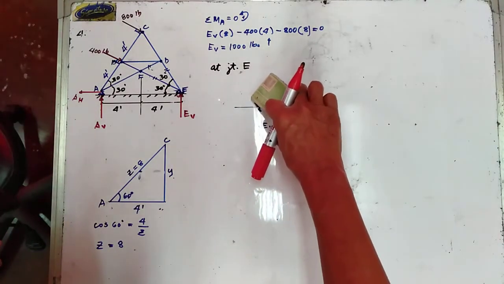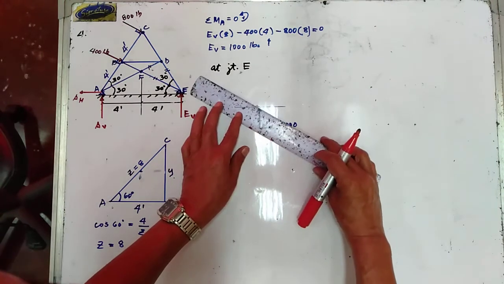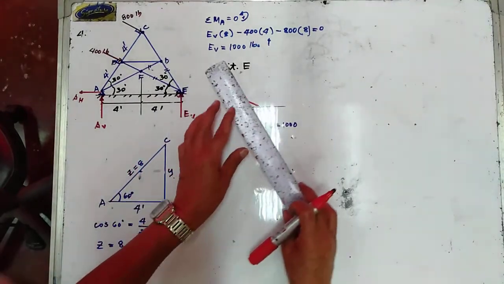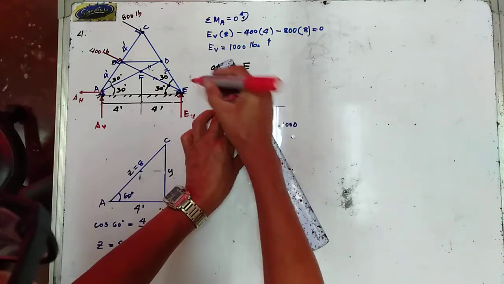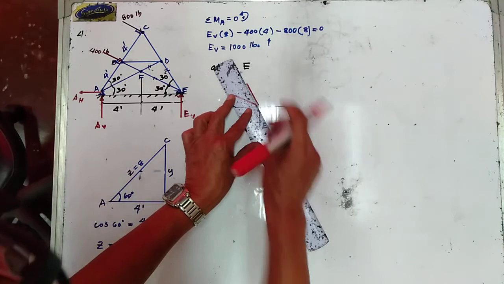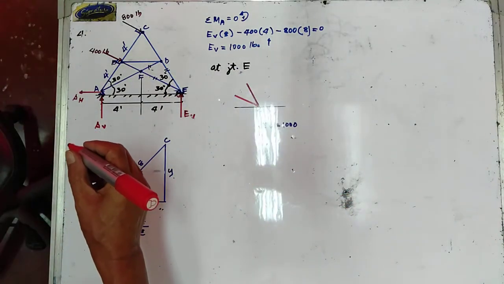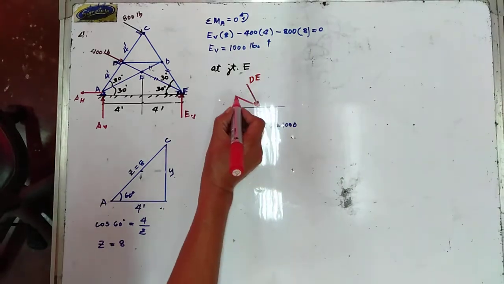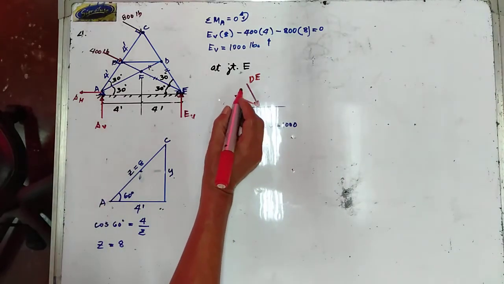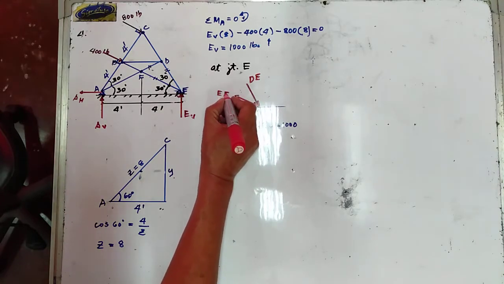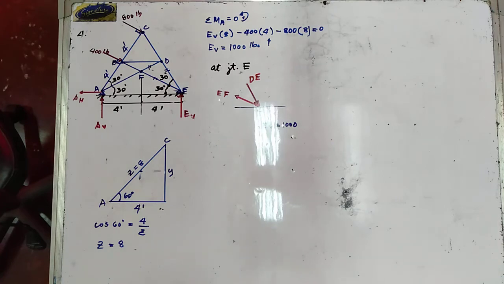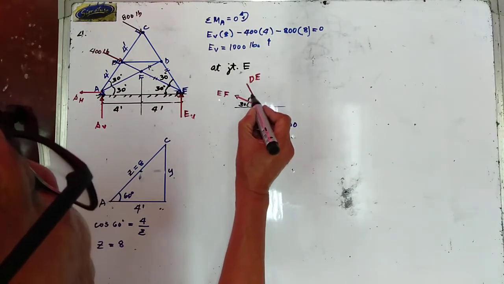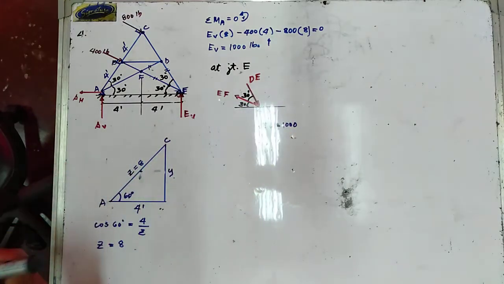So your EF is making an angle of 30 degrees with the horizontal. This is your EF, and we also have your DE. Now, I am going to assume DE to be in compression, so this is your DE, and assume EF to be in tension. So we now have your EF. Now, this is equal to 30 degrees, and that one is also equal to 30 degrees.